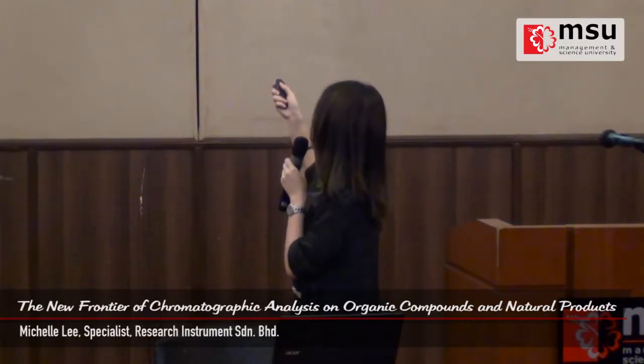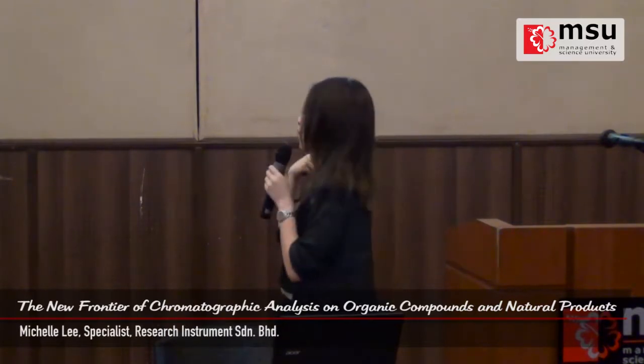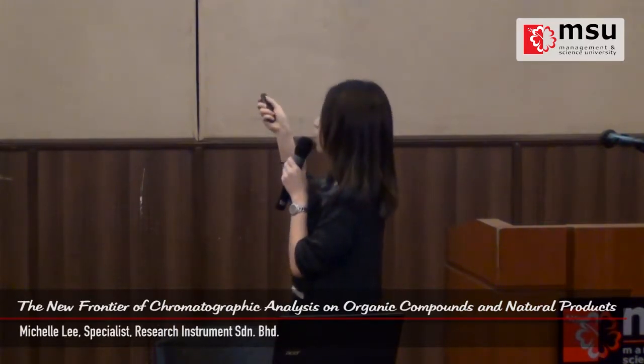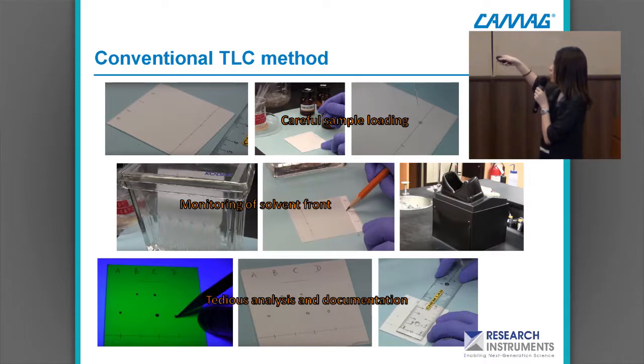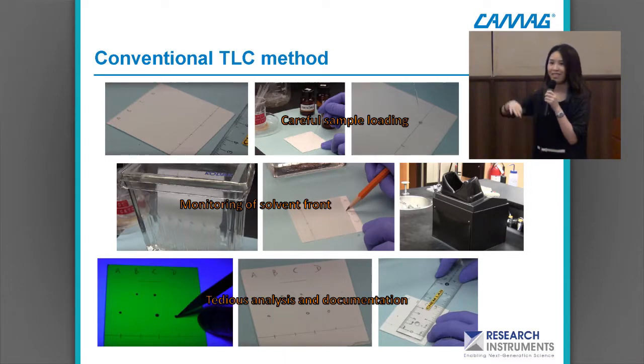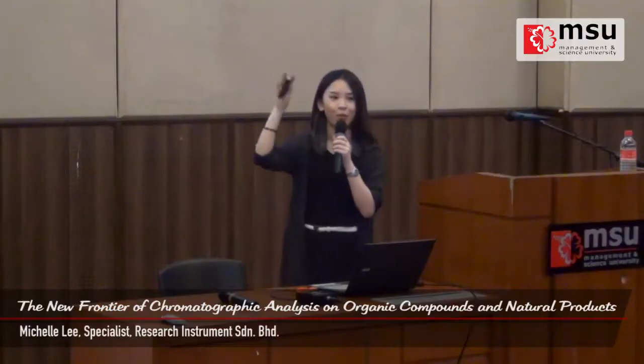And a very large spot is not going to give you a very good resolution. So people are really cautioned on this part to make the spot as small as possible. And then after you have spotted your sample, you're going to place it into a chamber with the solvent in it. By the time you place the plate into this chamber, you all sit in front of it and wait until the solvent front reaches the distance that you want.